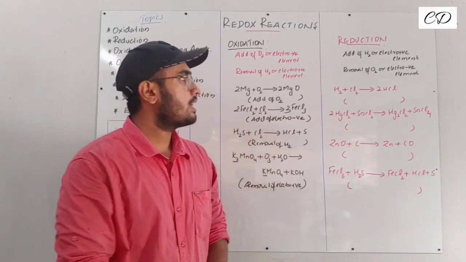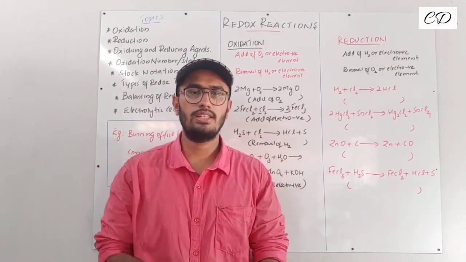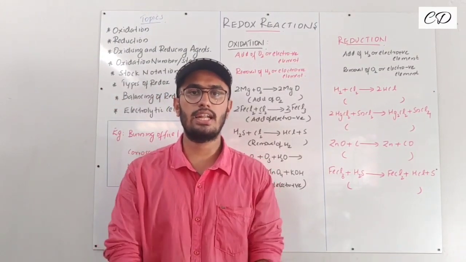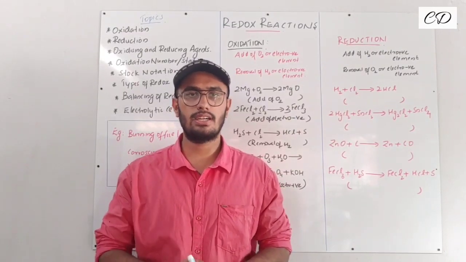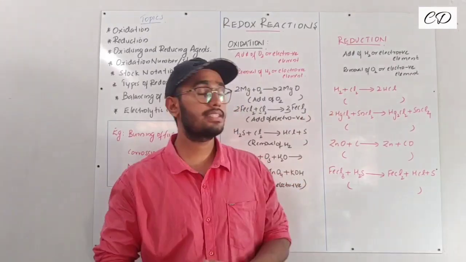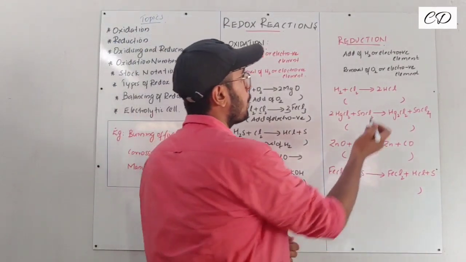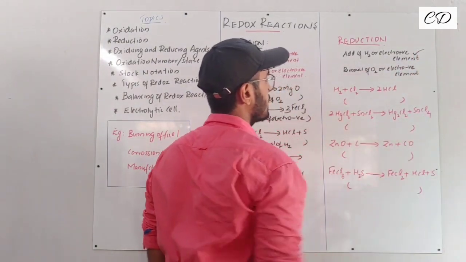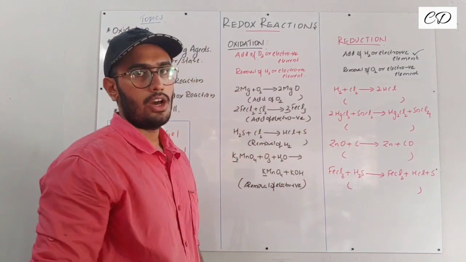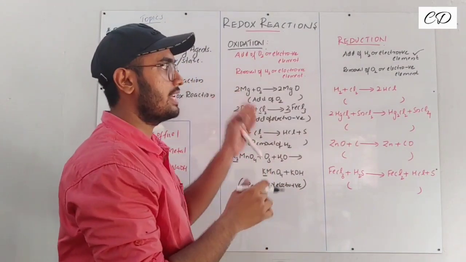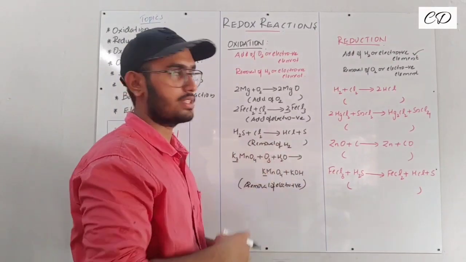Next we are going to the reduction part. We know that a coin has 2 sides, like oxidation and reduction. So oxidation is one side, and the reverse is reduction. So let's discuss reduction. Addition of hydrogen or electropositive element is known as reduction, and removal of oxygen or electronegative element is also known as reduction. Either you study oxidation or you study reduction, because the definitions are vice versa.